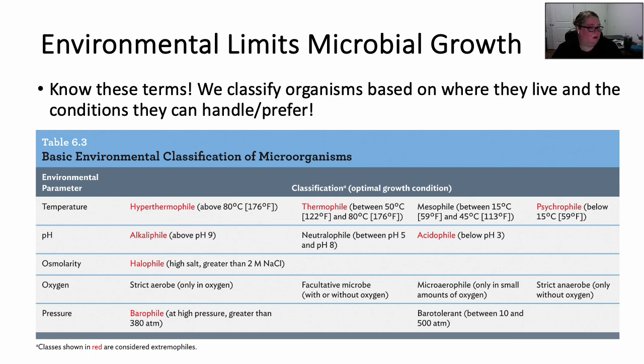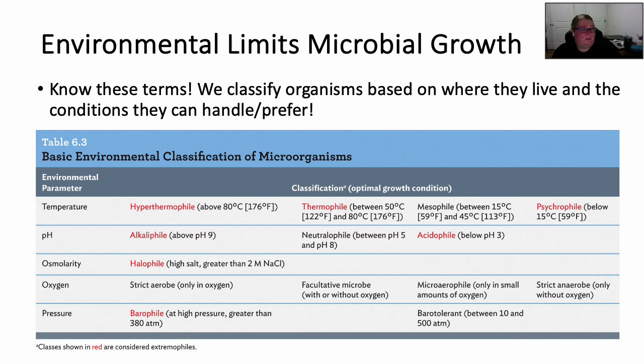But we can have strict aerobes, facultative microbes, microaerophiles, and strict anaerobes. Sorry, guys. But we'll talk more about that in chapter 6.5. Okay, and then finally, we have those extreme pressure extremophiles. Okay, so we have barotolerant. This will be anywhere from 10 to 500 atmospheres.